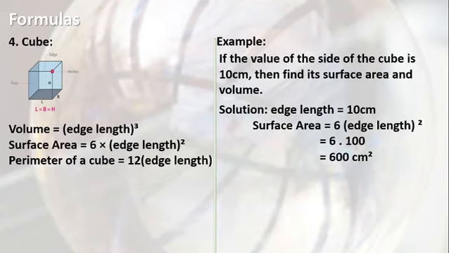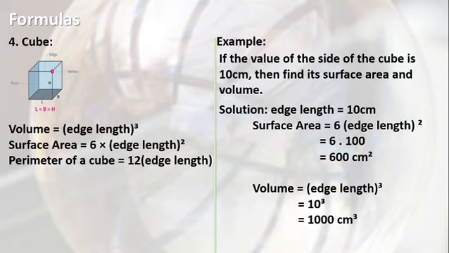And also we were asked to find the volume of the cube, and we know that the volume is edge length raised to power 3. So we just raise 10 to the third power, and our answer would be 1,000 centimeters cubed. Let's look at the cuboid as well.